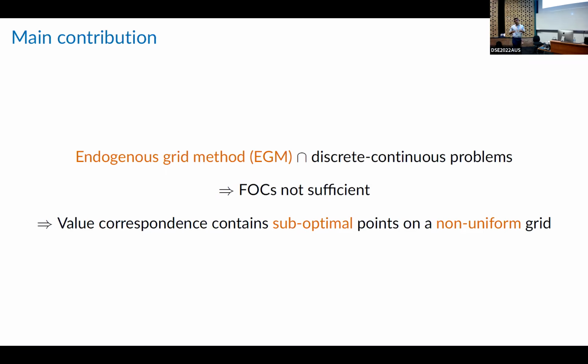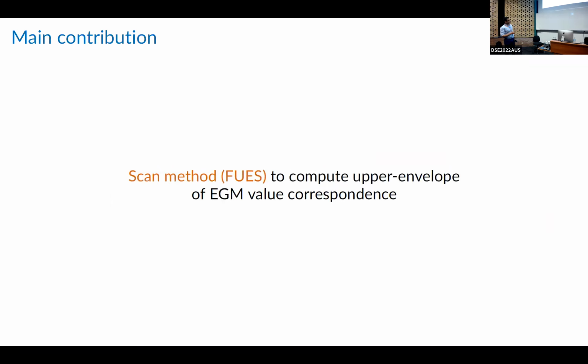So instead of getting a value function, we end up getting a sort of value correspondence on a non-uniform endogenous grid, which means that for each point in the state space, you can't compare different suboptimal points of the value function and eliminate them. You have a non-uniform grid, so you don't know if your point is actually optimal or not. And this method that we've developed is a scan method to recover the optimal upper envelope of the value function from the endogenous grid method.